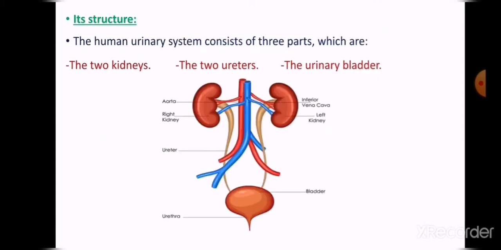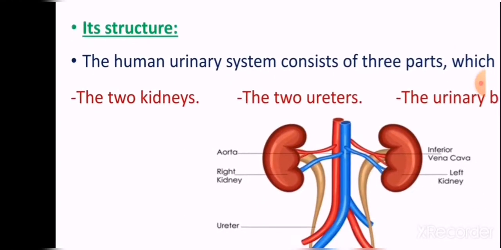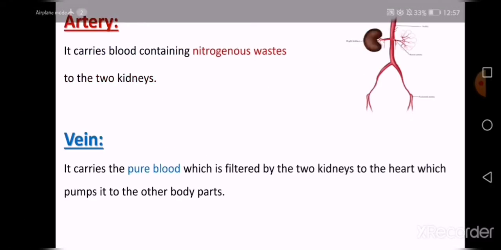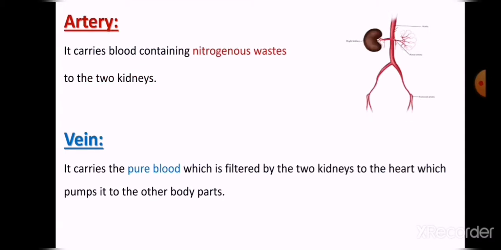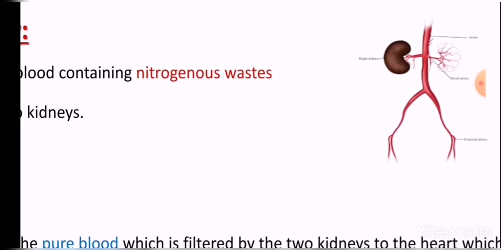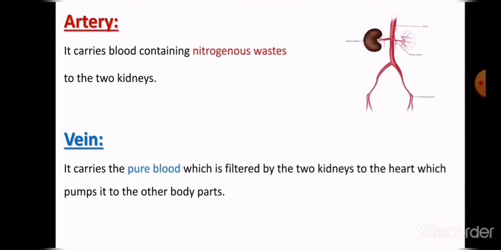And also inside the urinary system, there is an artery and vein. What is the function of the artery? The artery carries the blood containing nitrogenous wastes that enters the two kidneys. But the vein carries the pure blood, after cleaning the blood.